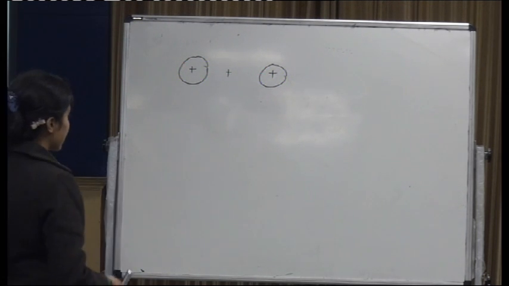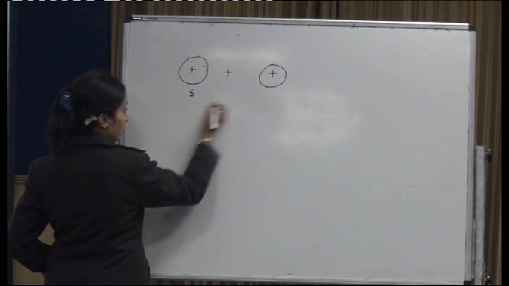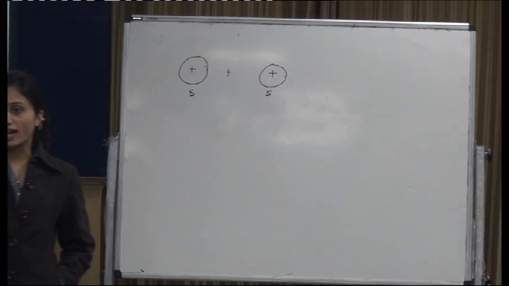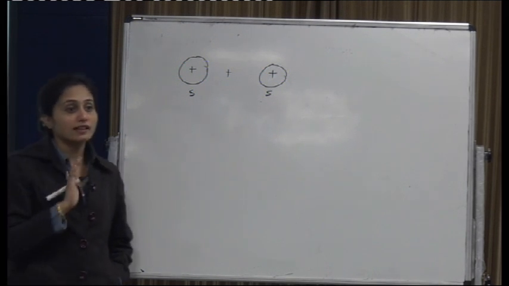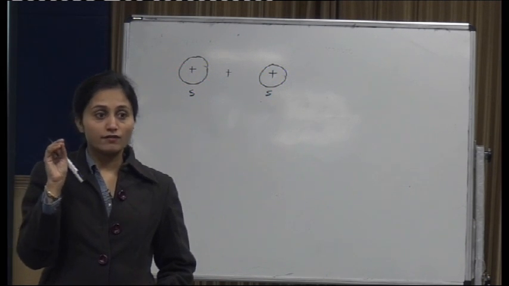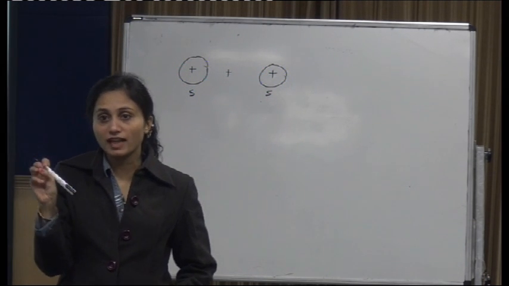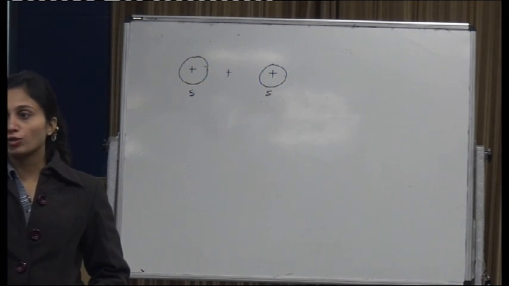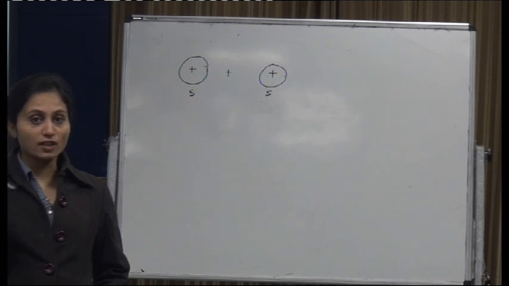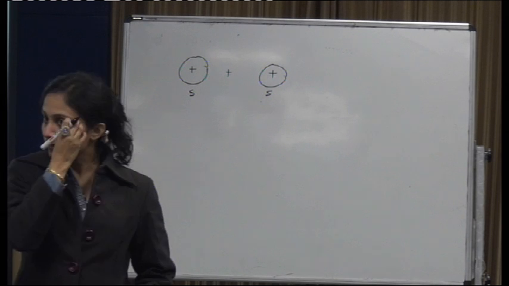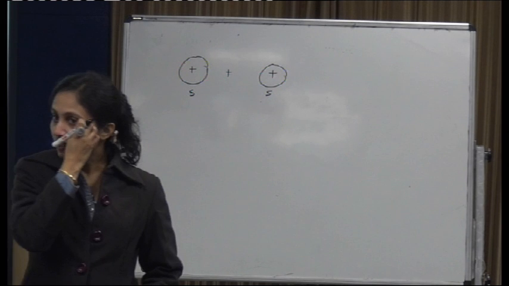So in this case, when I am combining an s orbital with an s and there is a direct overlap along the internuclear axis, then what kind of a bond will be formed? Sigma bond. Whenever there is a direct overlap, it will always be a sigma bond. Remember some points. Whenever you are talking about the direct overlap of the atomic orbitals along the internuclear axis, it is a sigma bond which is formed. Whenever there is an indirect or a sideways overlap, then it is a pi bond.